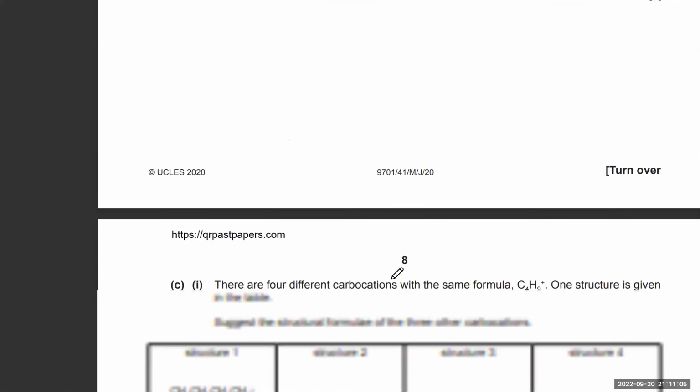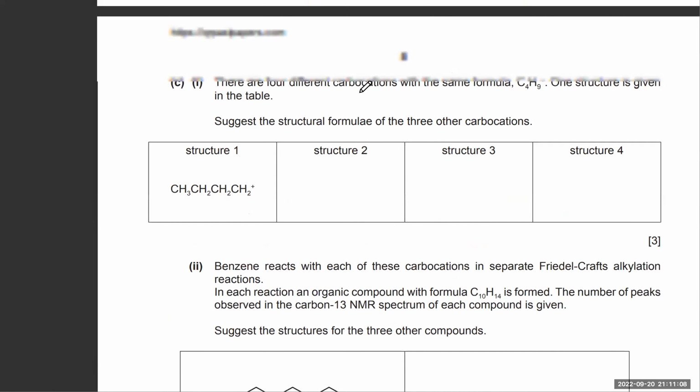Now the next part. There are 4 different carbocations with the same formula, C4H9 plus. One structure is given in the table. Suggest the structural formula of 3 other carbocations. So what you have over here is 4 carbons, and this one is a carbocation, right? I'm not drawing the hydrogens just for clarity. So what could be the other structures? I could have another one with 4 carbon atoms, and this one could be a carbocation. Is that clear? The middle one.